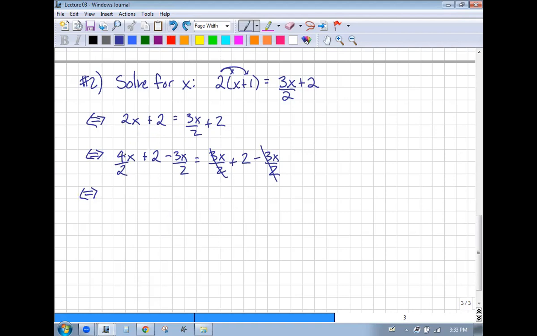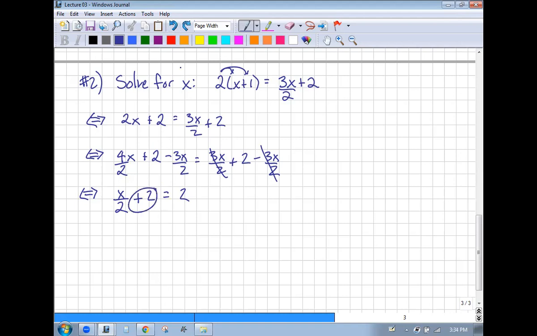So in the next step, I'm going to be like, well, 4 minus 3 leaves me 1x over 2, right? 4x minus 3x is x, but they're halves. And then I still got this plus 2 hanging around. And over here, I still got a 2, okay? Let's just work this one painful step at a time. So I got all the x's consolidated here.